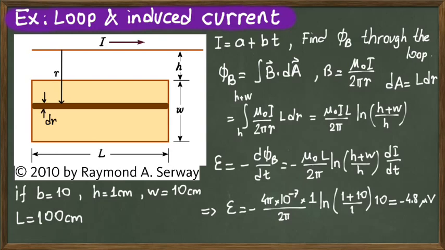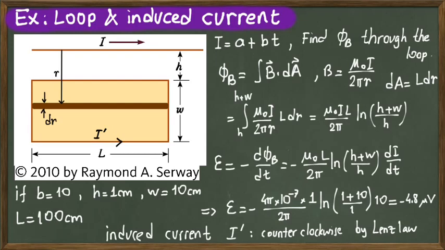So if you have a resistance of this wire loop, you will have a current through this loop which has an effective battery strength of 4.8 microvolts. What is the induced current I prime over this loop? If this loop has a resistance R, you can easily find this induced current by just dividing epsilon by R, right?